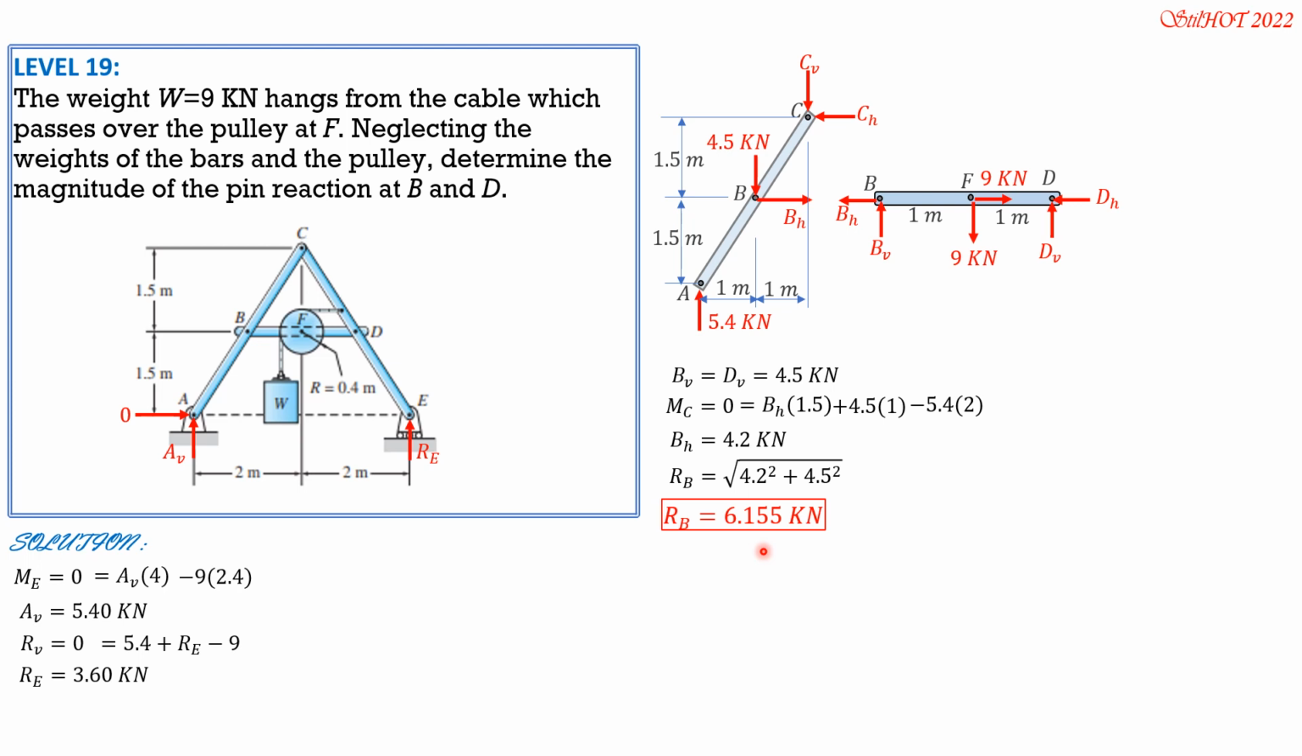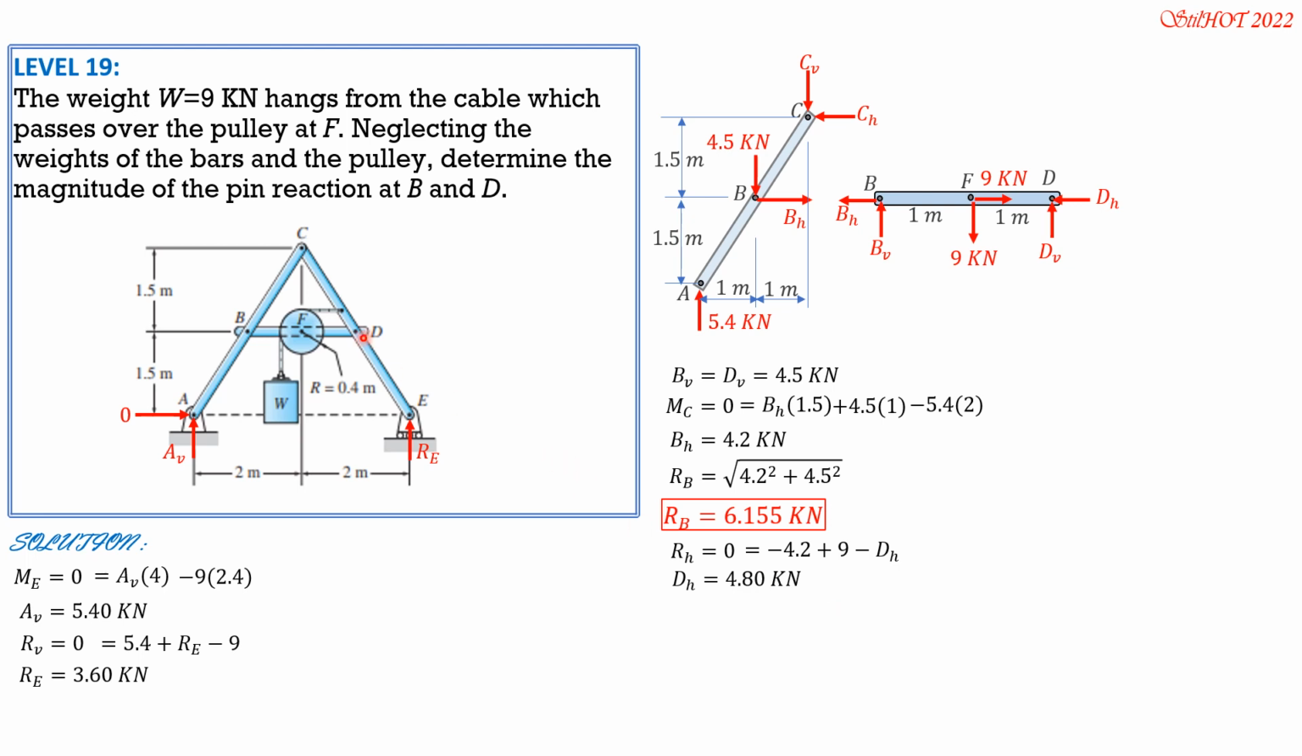This pin reaction is also called shear force in the pin. At D also, we call that shear force in particular. Then, for RH equals 0 for this horizontal member, so equals negative BH, which is negative of BH 4.2, then plus 9, then minus DH. So DH therefore is 9 minus 4.2. It is equal to 4.8 kilonewtons.